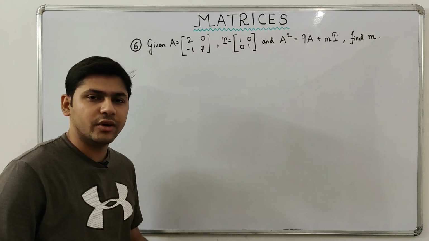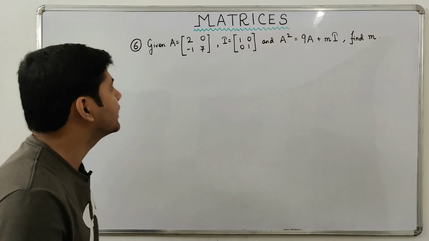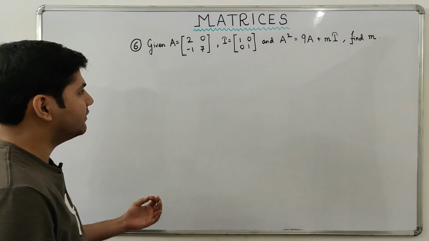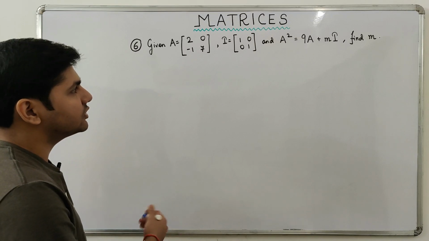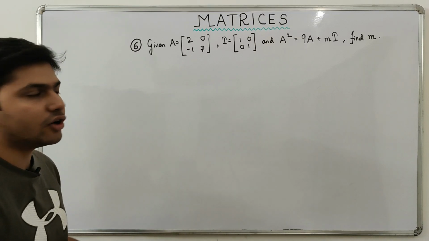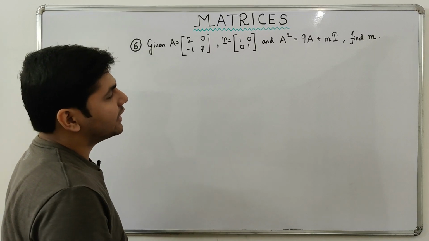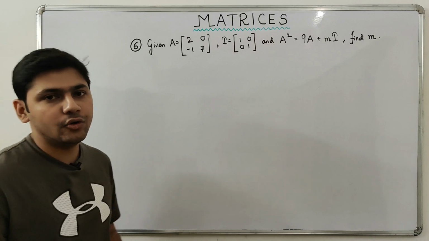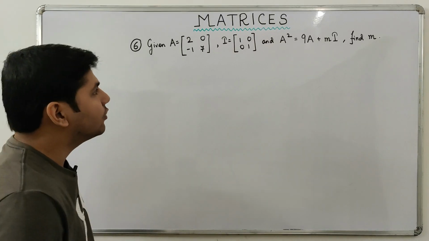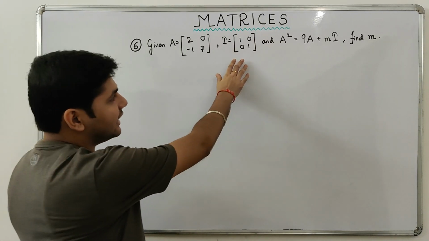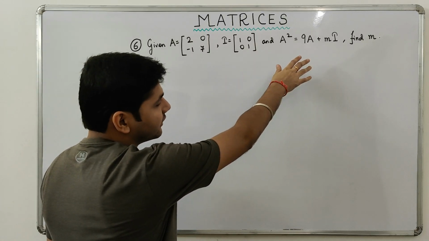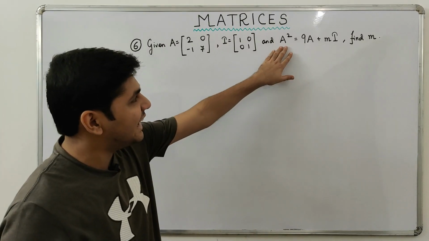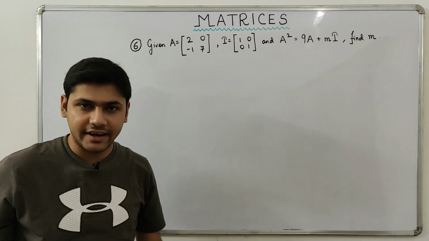Moving on to the last question of this video, we have given A is equal to [2 0; -1 7], I is equal to [1 0; 0 1], the identity matrix of order 2, and A square is equal to 9A plus MI. You have to find the value of M. Now we have the matrix A, we have the identity matrix I, and we have the given equation. We have to finally find the value of M. Now in the equation we have A square. So first let's find that.